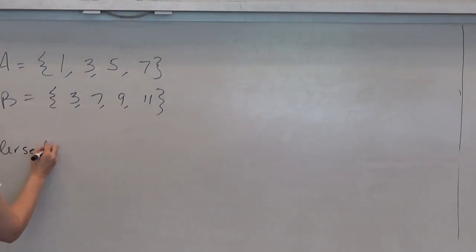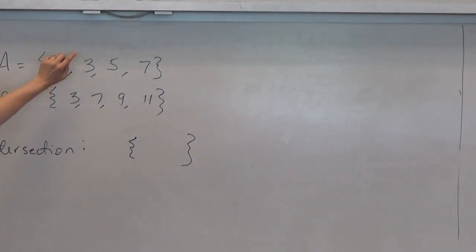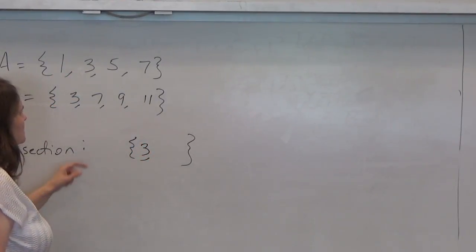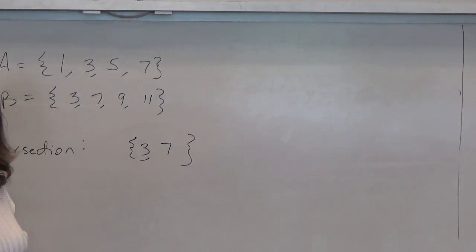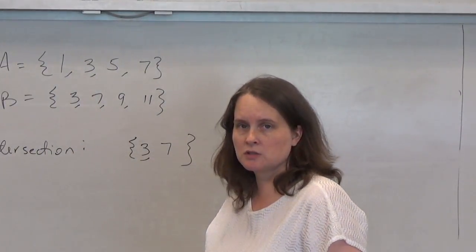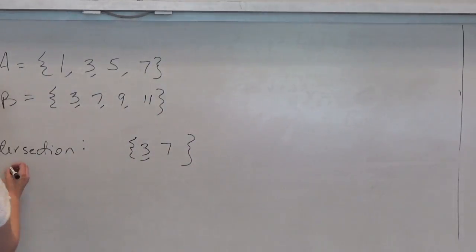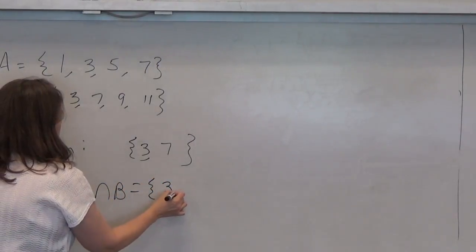What goes into the intersection? Well, 3 appears in set A and in set B, so I can include 3. And the element 7 appears in both sets. So 3 and 7 would be the intersection of sets A and B. There is notation that goes along with this as well. Intersection is denoted with an upside down horseshoe. So we can say A intersect B equals the set with elements 3, 7.